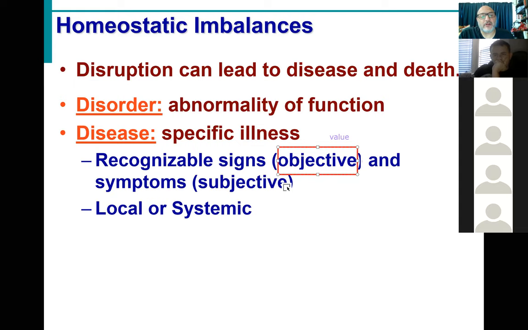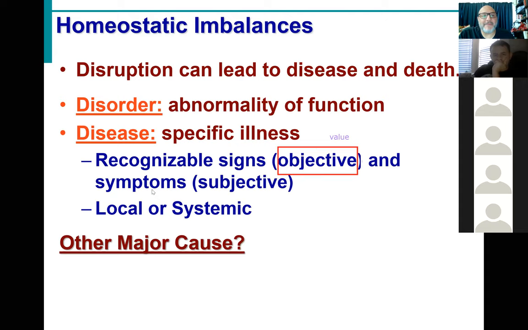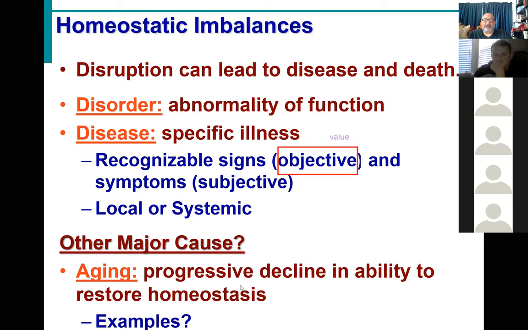All right. One last important major cause of homeostatic imbalances. There are diseases, there are disorders, but there is one other major cause of a homeostatic imbalance. And what is that? Aging. Say again? Aging. Absolutely correct. In fact, that's how we define aging. Aging is the progressive decline in ability to restore homeostasis. Give me an example.